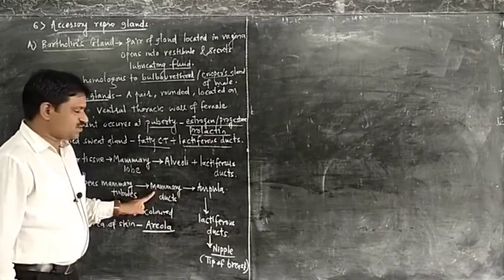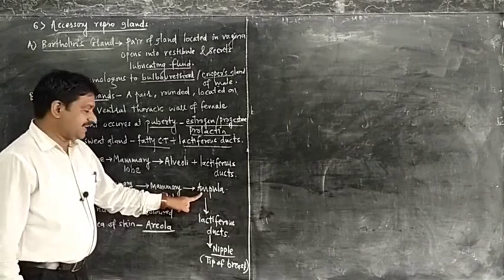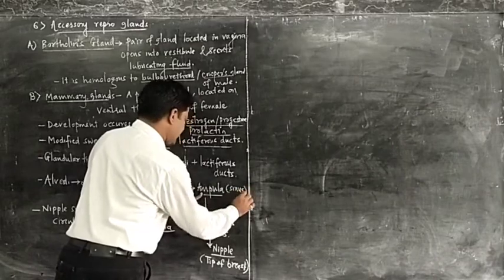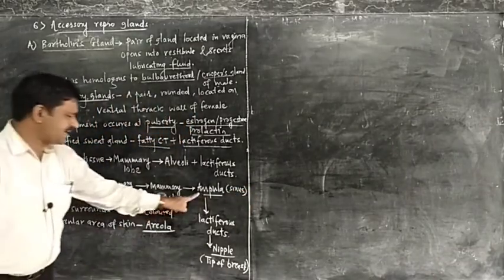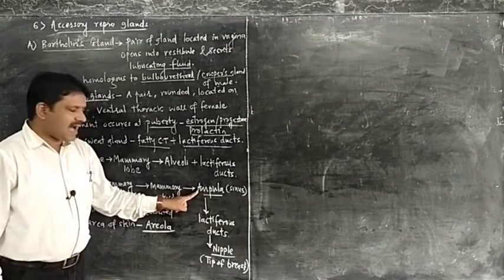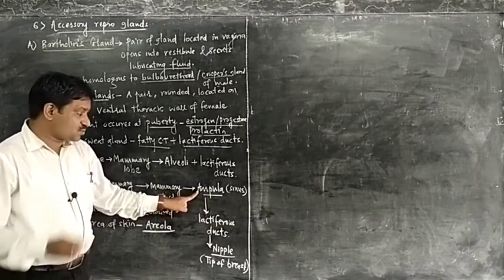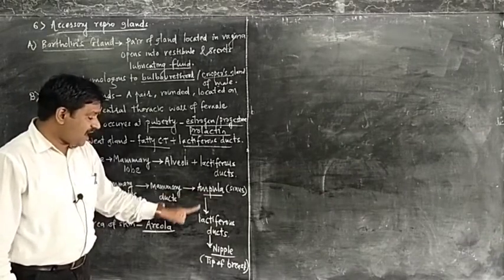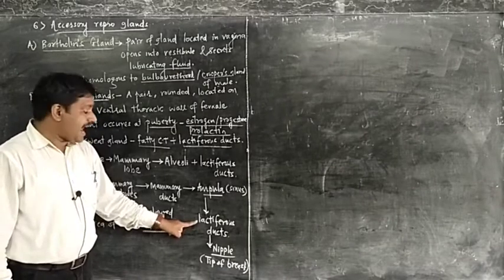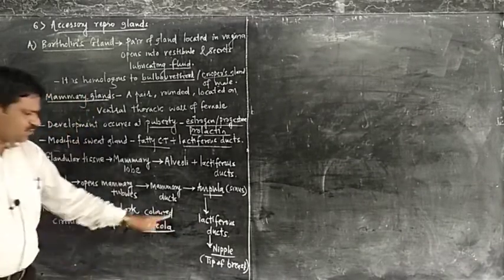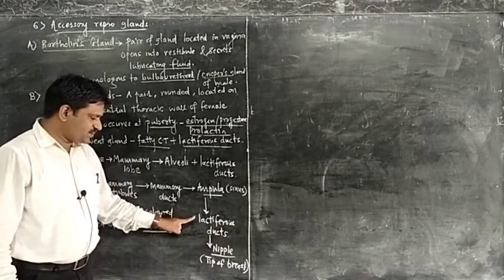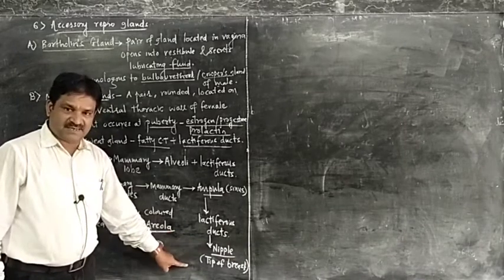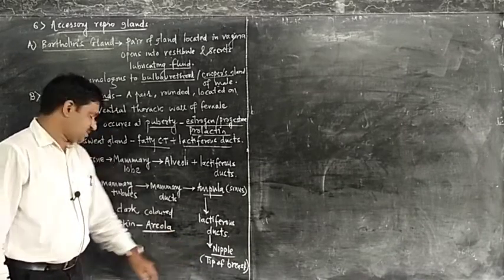All the mammary ducts join to form a swelling, that is the sinus, also called the ampulla or mammary sinus. All the ampullae open into lactiferous ducts, and the lactiferous ducts finally open into the nipple, that is the tip of the breast.